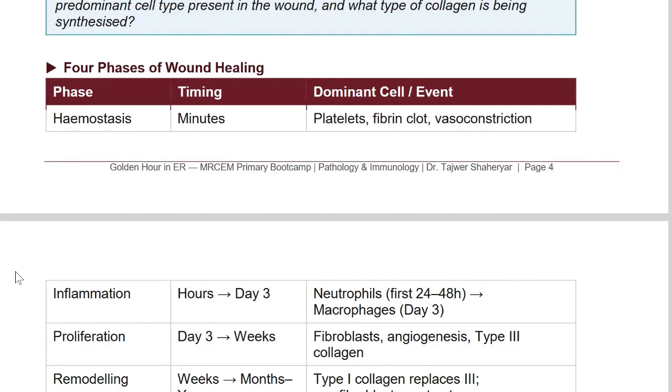What type of collagen is being synthesized? A type 3 collagen, all right? Day 3 is macrophages, and then by day 4, you've got fibroblasts, angiogenesis happening, and type 3 collagen. So the most common cell type on day 4 would be fibroblasts, new vessel formation, and type 3 collagen happens first. And then remodeling happens over weeks and months and years, and type 1 collagen will replace type 3, myofibroblasts contract, and you've got scar tissue.